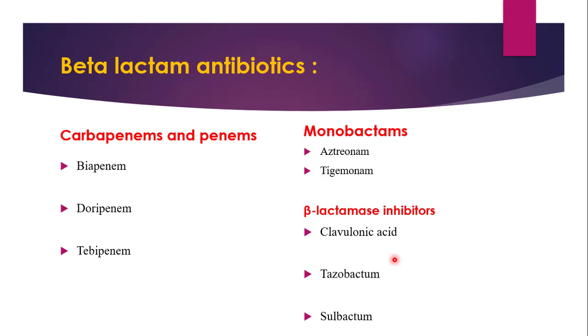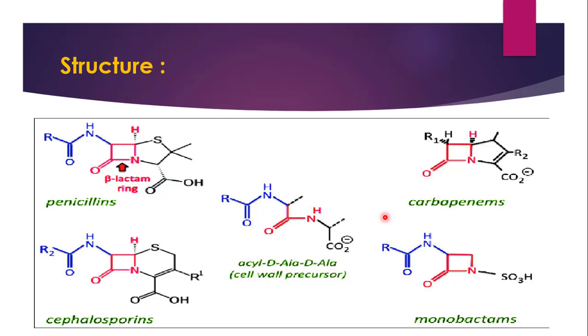Next, the beta-lactams are carbapenems, such as biapenem, doripenem, tebipenem. Then the monobactam class is there, from which we have tigemonam, aztreonam, etc. Then there are beta-lactamase inhibitors such as clavulanic acid, tazobactam, sulbactam; these are beta-lactamase enzyme inhibitors.